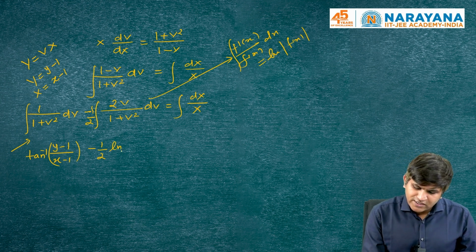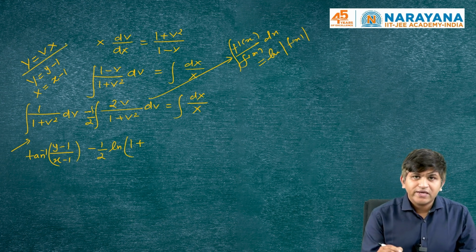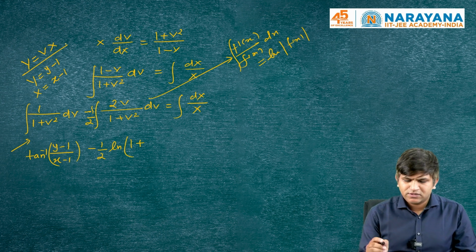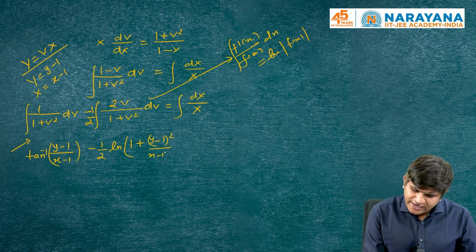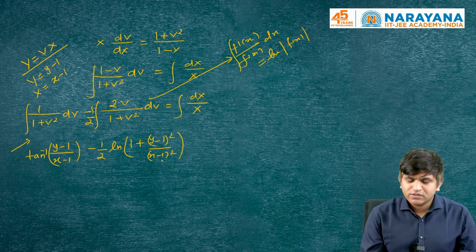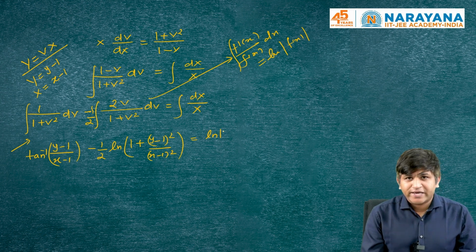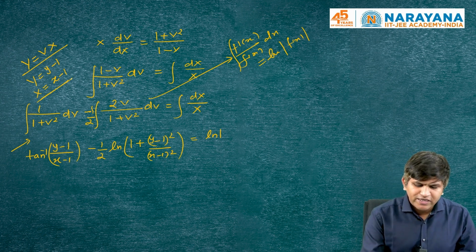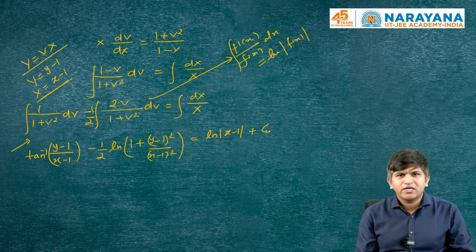So we can write this as ln of 1 plus v square, and v is what? V is y by x, and capital Y we are replacing simultaneously. So we can write it as y minus 1 whole square divided by x minus 1 whole square. I hope this is clear. Equal to ln of mod of capital X. So mod of capital X, we can replace that x by x minus 1. So ln of mod of x minus 1 plus constant of integration.